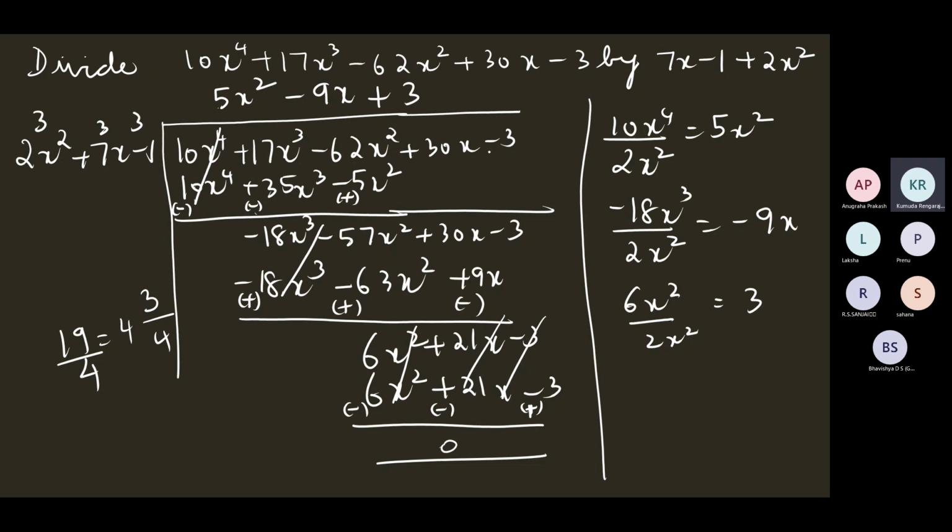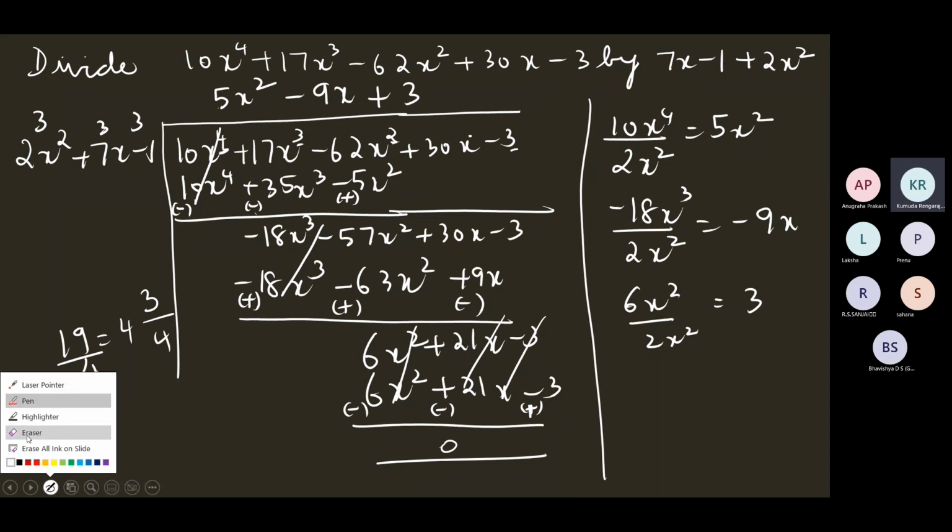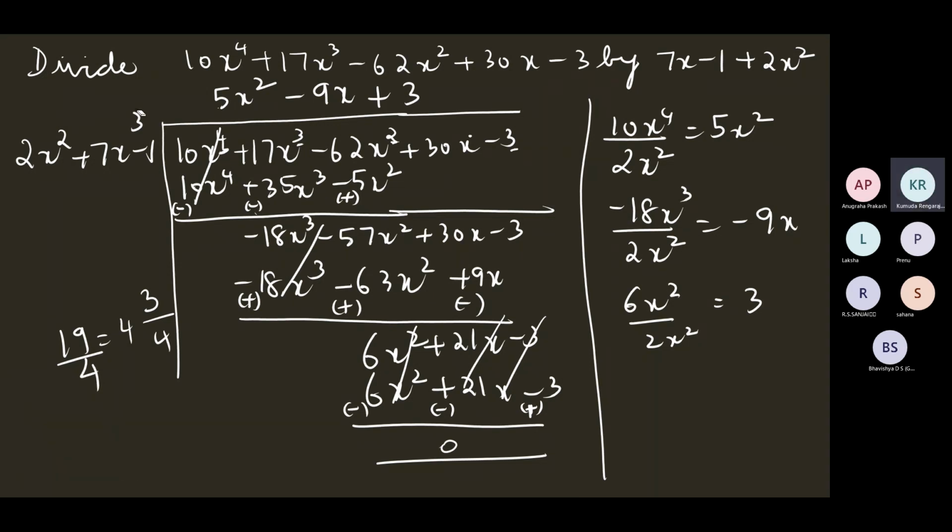So write out the dividend. You know where to write the dividend and the divisor. Make sure that the terms in the dividend and the divisor are in the decreasing order of their power. So see here, power 4, power 3, power 2, power 1, and then the constant. And similarly, make sure that the powers in the divisor are in the decreasing order. Power 2, power 1, and then the constant.